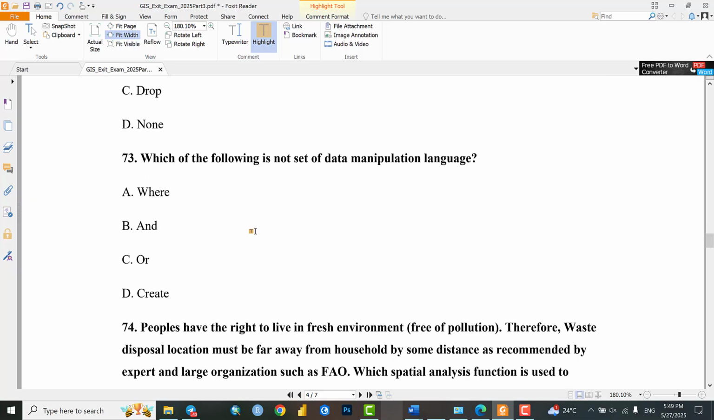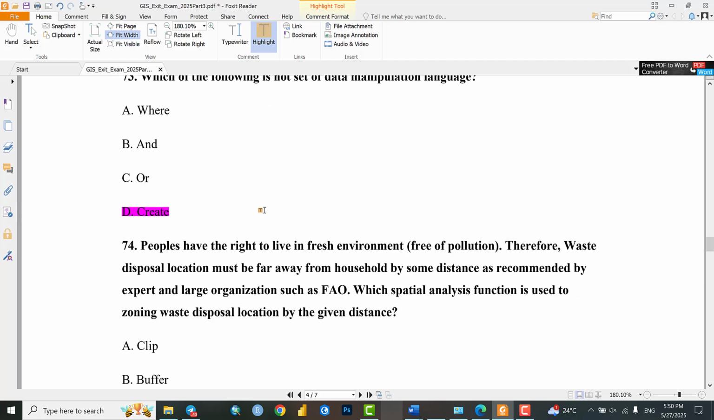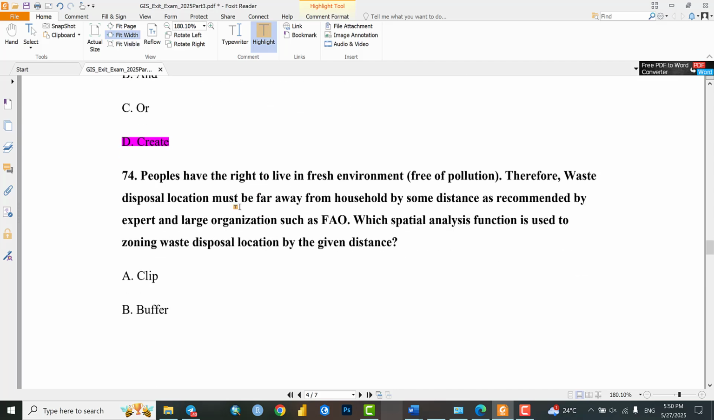73. Which one of the following is not a set of data manipulation language? Where, and, or, create. So create is not a set of data manipulation language. It is a data definition language.